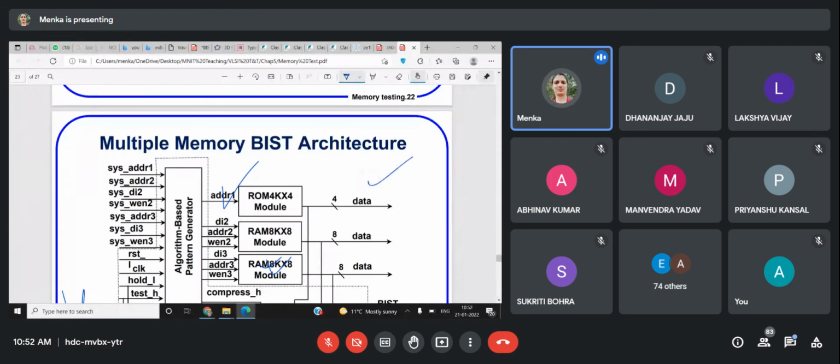Output means every data is read at the output, so that's why the output is data only.